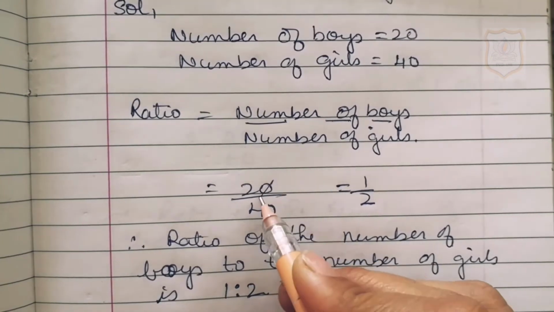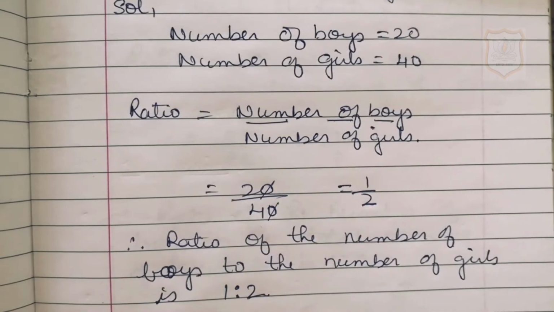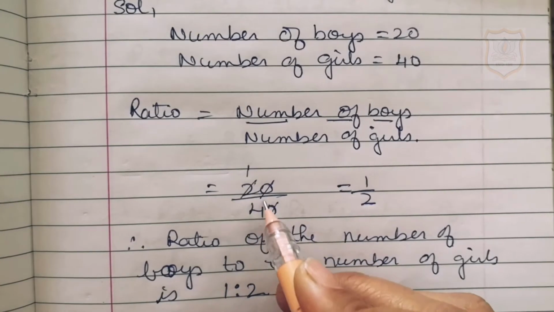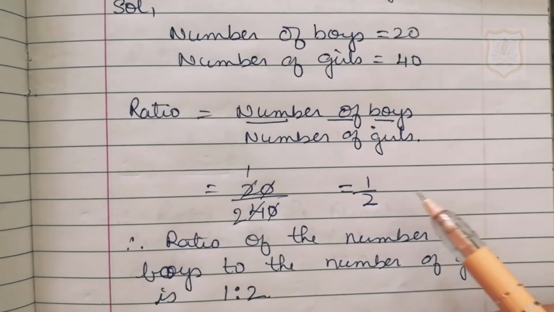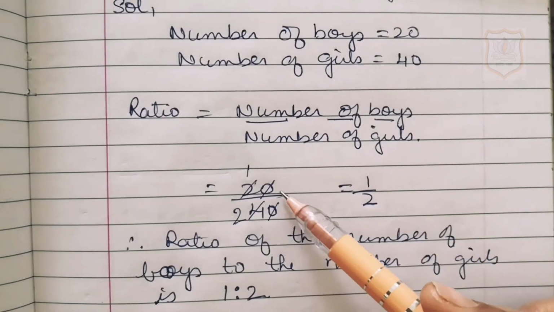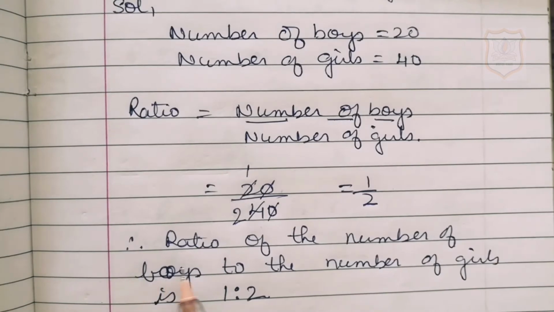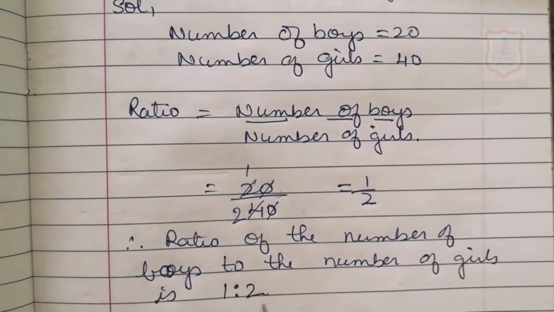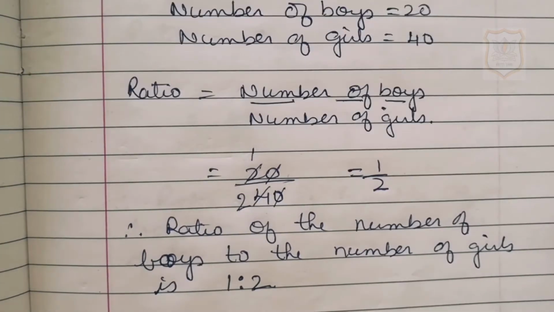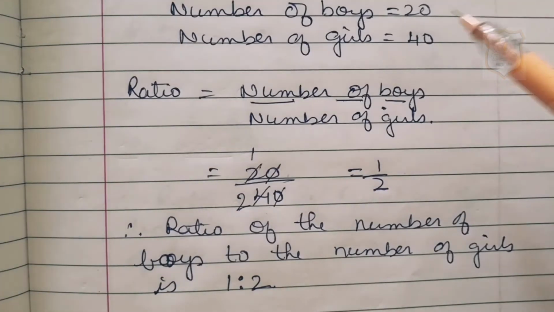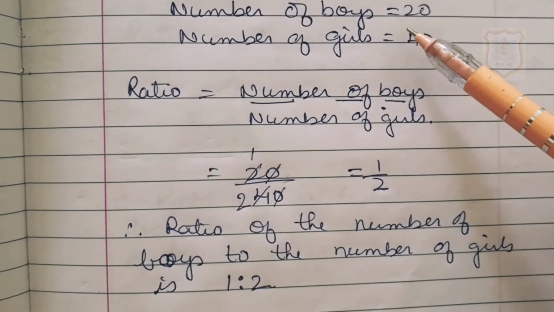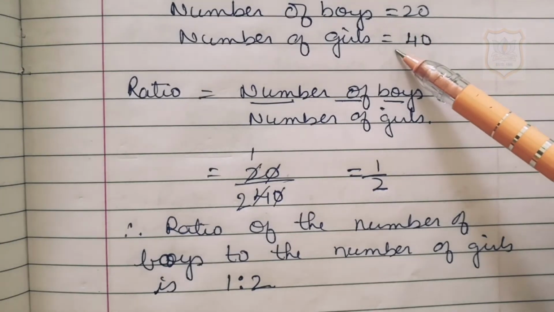We will cut this 0 from above the line and 0 from below the line. Now 2 1s are 2 and 2 2s are 4. So by dividing 20 by 40 we will get 1 by 2. Therefore, the ratio of the number of boys to the number of girls is 1:2. Here students, you can see both of them should be of the same type. Here we are finding the ratio of number of boys and number of girls. Boys and girls both are students.